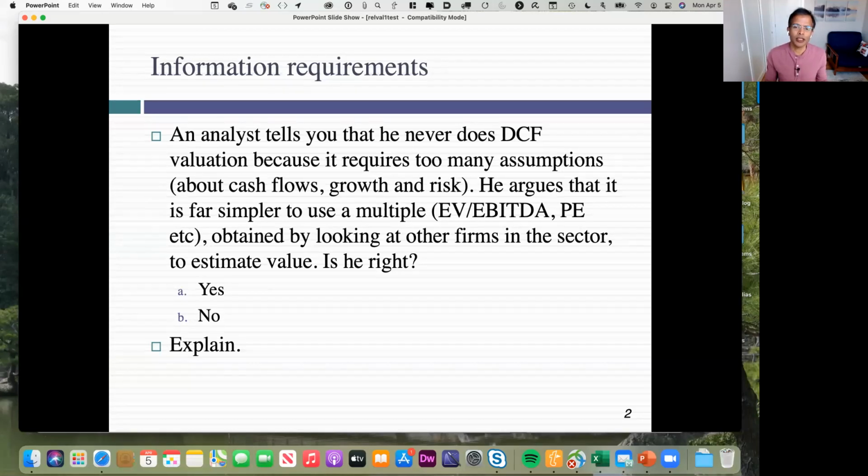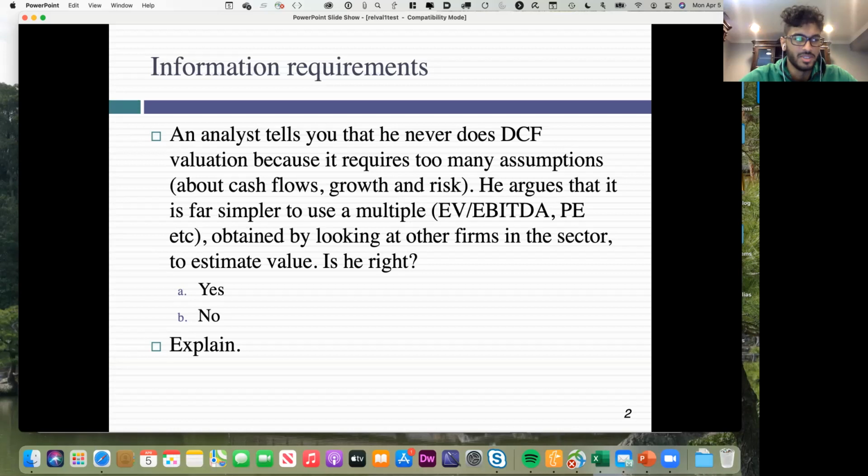You don't have to make as many assumptions, because in discounted cash flow valuation, you've got to make assumptions about cash flows and growth and risk. We don't have to do that in pricing. Jake, what do you think? Do you think that's a legitimate reason for using pricing, that you're making fewer assumptions? Yeah, I think so, because it'd be quicker to value a bunch of companies in the industry.